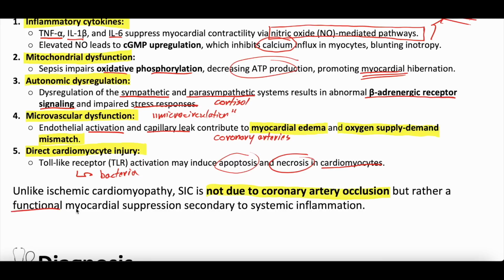This is a functional myocardial suppression secondary to the systemic illness being septic shock. Okay, so keep that in mind as we think about the pathophysiology and the interventions that might be helpful. This is very, very different from ischemic cardiomyopathy, where you actually have a thrombosed coronary artery. This is a global functional disease.